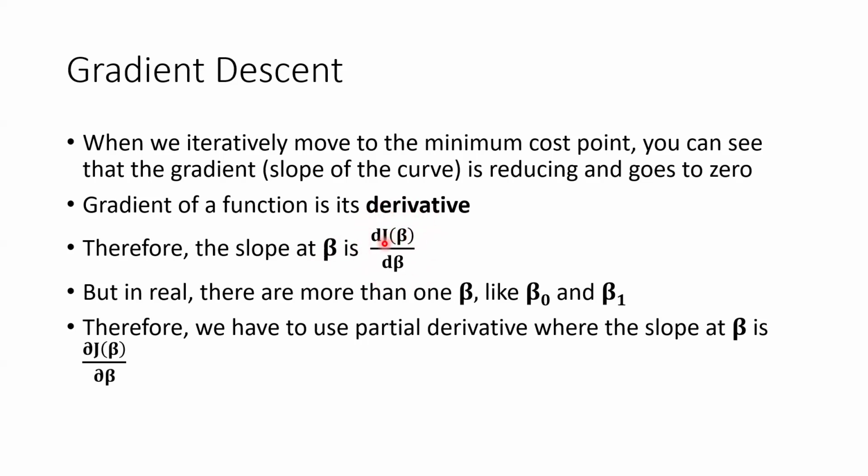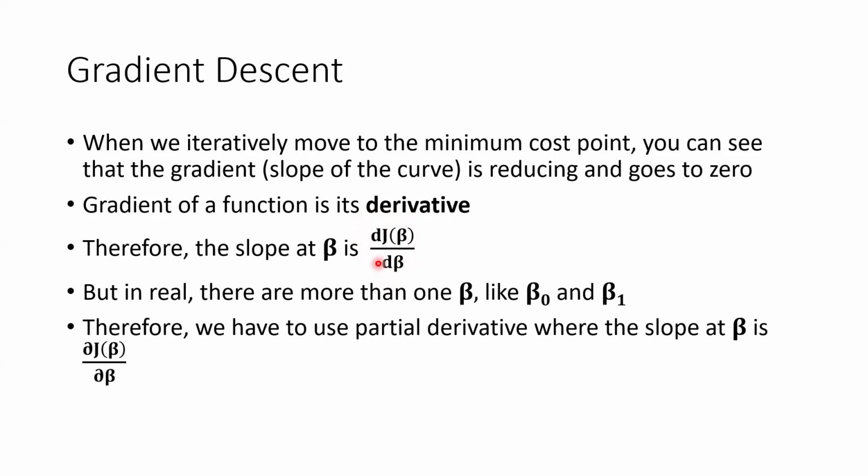J beta should be differentiated with respect to beta. Once you differentiate the J beta curve with respect to beta, you get the derivative. If you are not familiar with calculus, don't worry. What you have to remember is that this value is equal to the slope, or the derivative, which we want to calculate. This value is dJ beta divided by d beta.